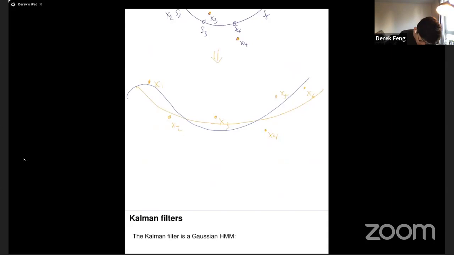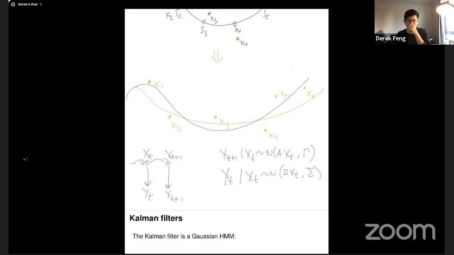I'm going to be annoying as always. I'm going to change notation. So essentially what we have is this. Well, I don't need the plus one. All right. So now X_t given X_{t-1} is going to be normal. What did I have? I had B X_t. Nope, I had A. Yeah, A X_t. Why am I doing conditional? Sorry, there should be a comma. Gamma. Y_t given X_t is normal B X_t, sigma.